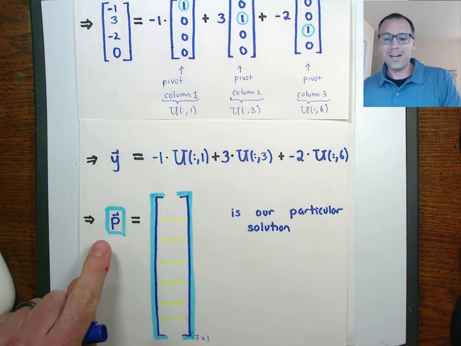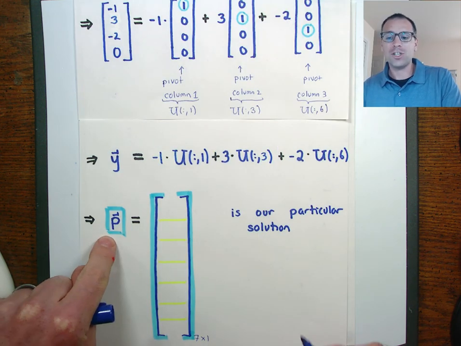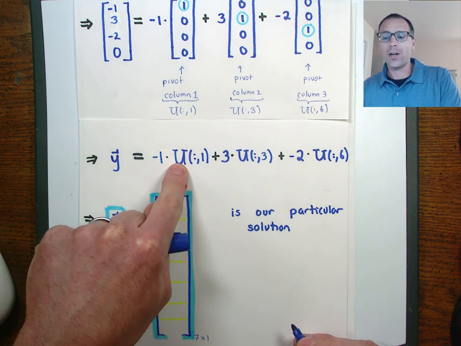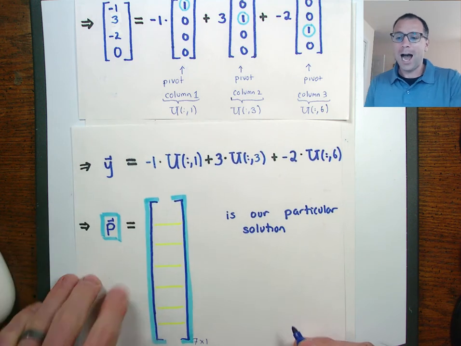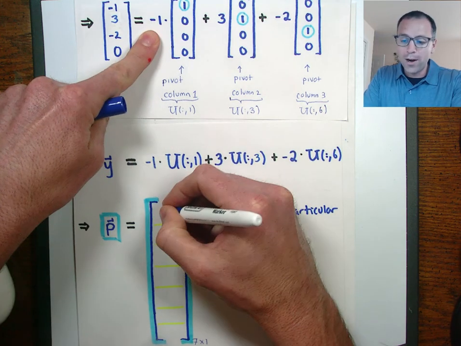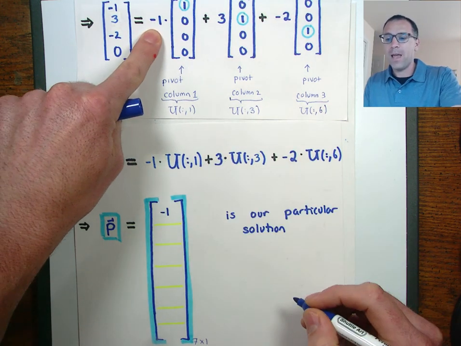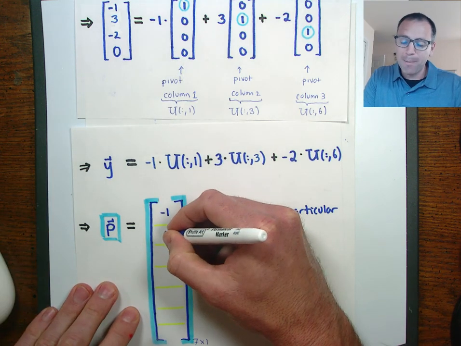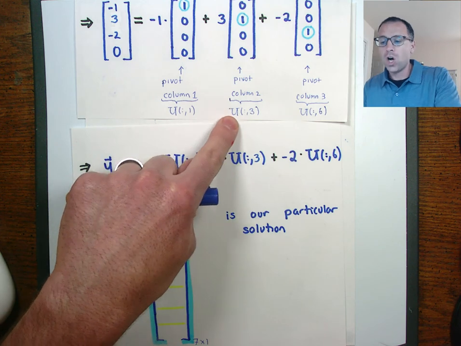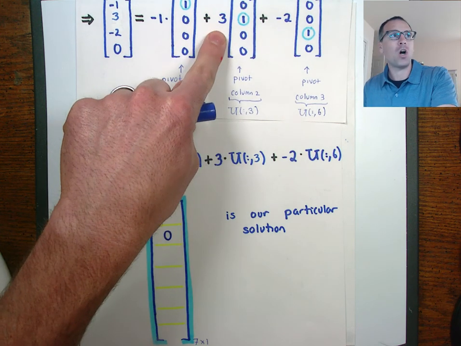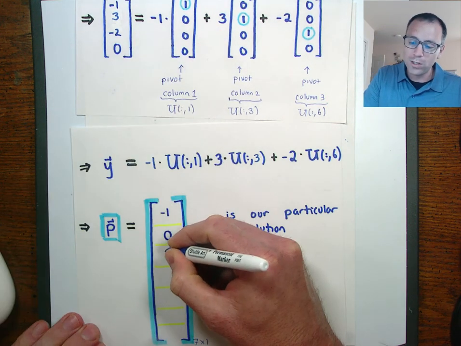But the goal here is to figure out which linear combinations of the columns of u are going to produce the vector y. Notice I have that information right here. I'm going to need -1 of the first column of u. The second column of u is not a pivot column, and it doesn't show up in that linear combination. The third column of u is the second pivot column, and I need 3 of those.